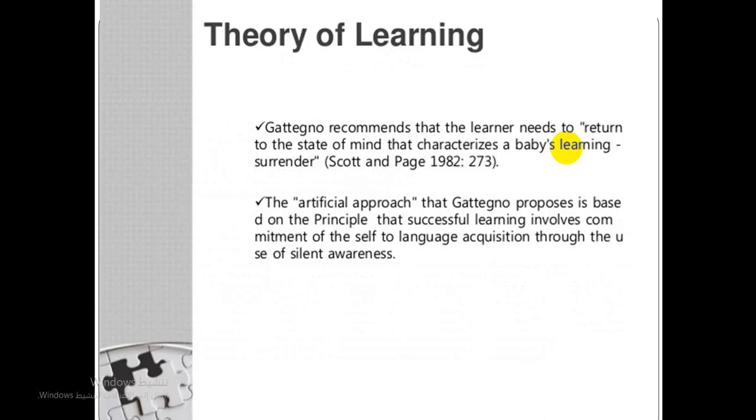What is the theory of learning according to the silent way method? Here, in the theory of learning, successful learning involves commitment of the self to language acquisition through the use of silent awareness and then active trial. So silent way learners acquire inner criteria, and the silent way student is expected to become independent, autonomous, and responsible for their learning.